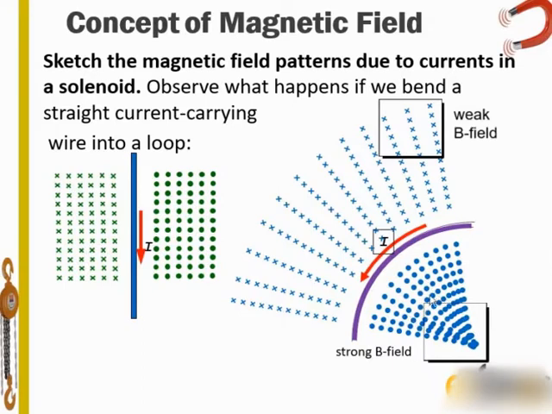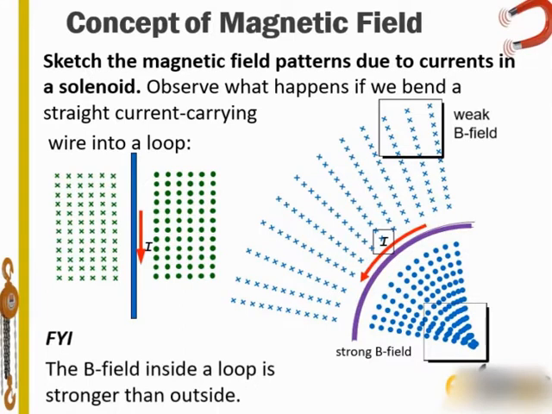So in other words, the magnetic field is stronger in the center of the loop that you've made by bending the wire than it is on the outside of the loop. And hopefully you should be able to see that from the diagram on the right-hand side. So we've seen what a magnetic field pattern looks like in relation to a looped wire. Now, what would it look like for a solenoid?